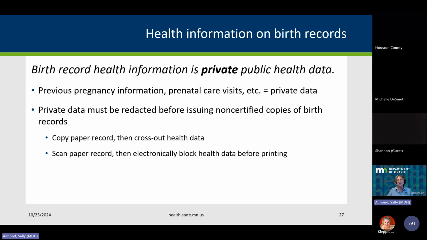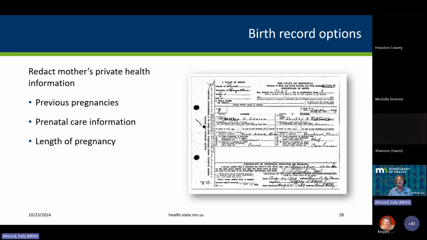And there's several ways to do this. You can copy the record and black out or cross out the information on the copy, or you can use the computer to place a filled text box or shape to cover data more neatly. So here's that same slide as before, but now I have colored the text boxes to show where data has been redacted.